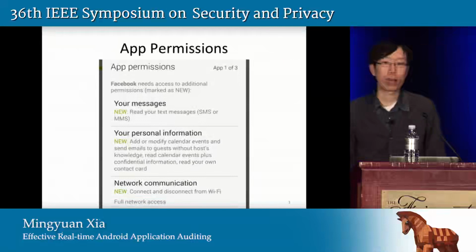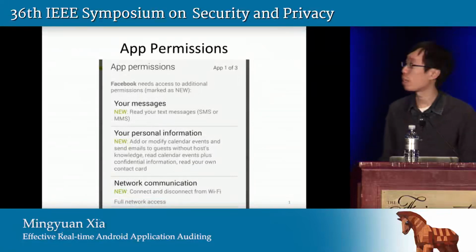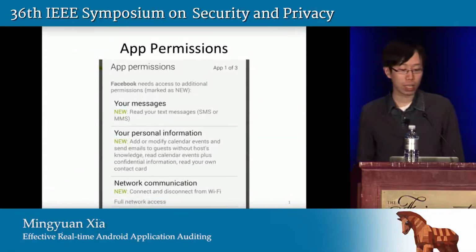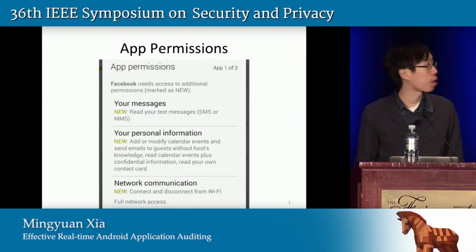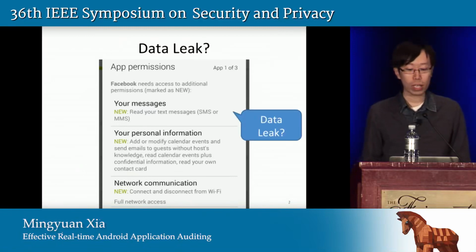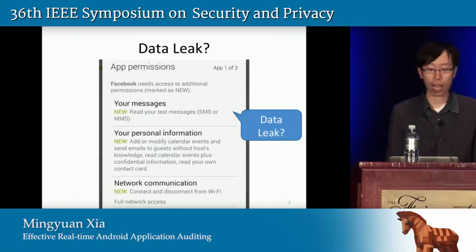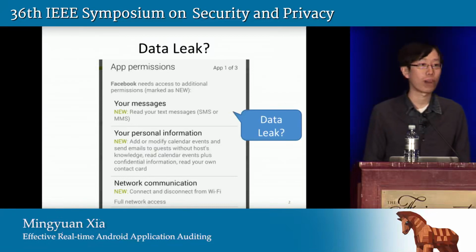So this is the screen when you want to install a new Android app. It will pop up with the permission it requires. Here you see that this app will access your personal information as well as want to perform full network communications. By looking at this, have you ever wondered if this app will leak your personal information via network communication?